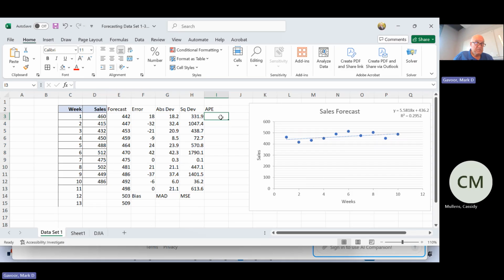What's ratio management? If I take everything as a percent of sales, it doesn't matter if your company is 10 times the sales of his company. When I look at it as a percentage, I can compare them apples to apples. That's why we use absolute percent error.